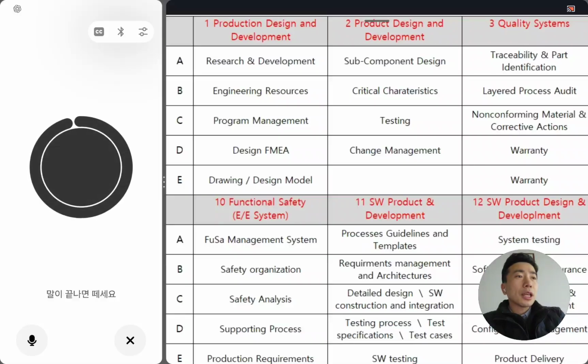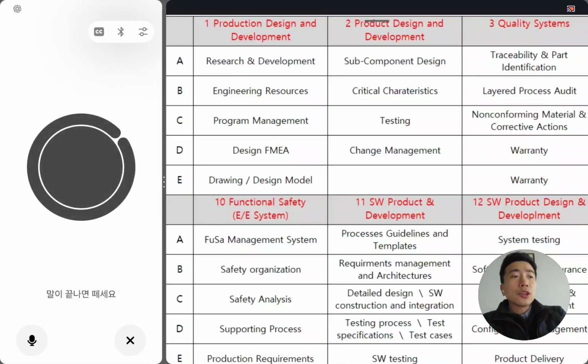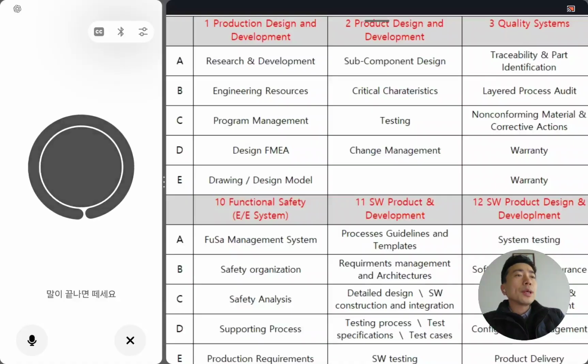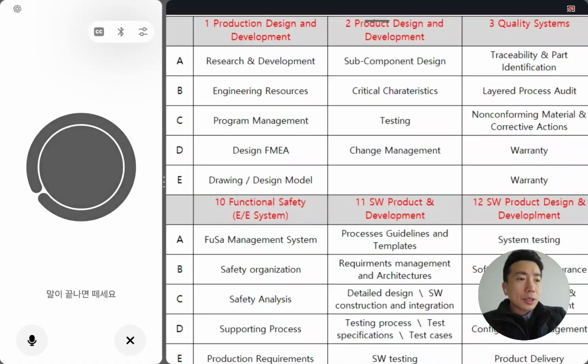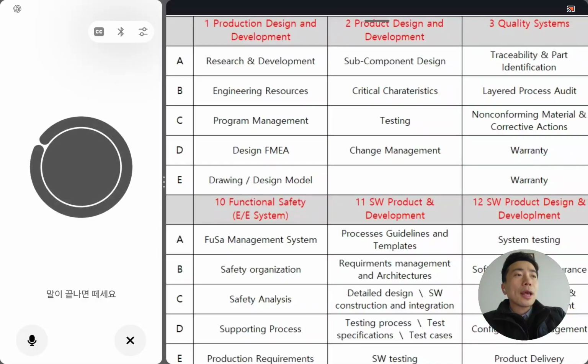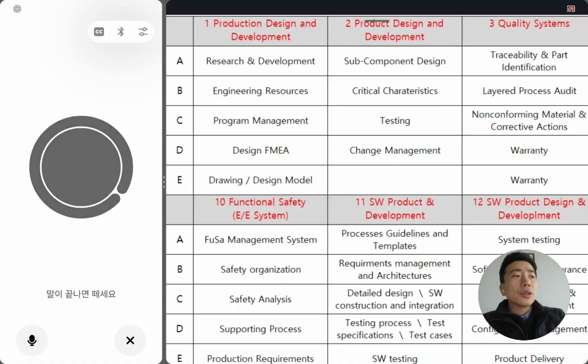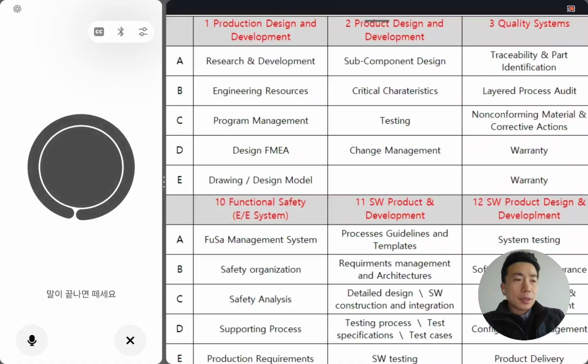Number one was a general definition and identification. Section two would be communication and documentation. Section three, control and verification. Section four, change management and traceability. Section five, lessons learned and continuous improvement.